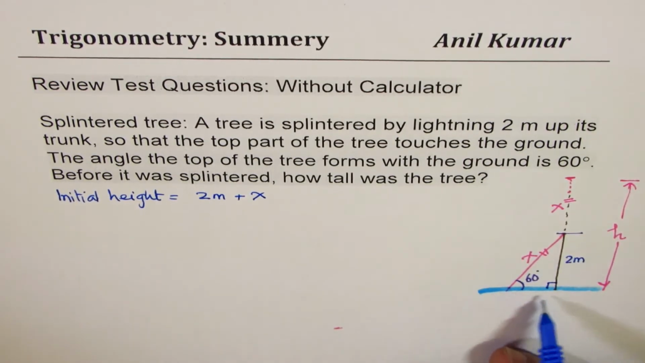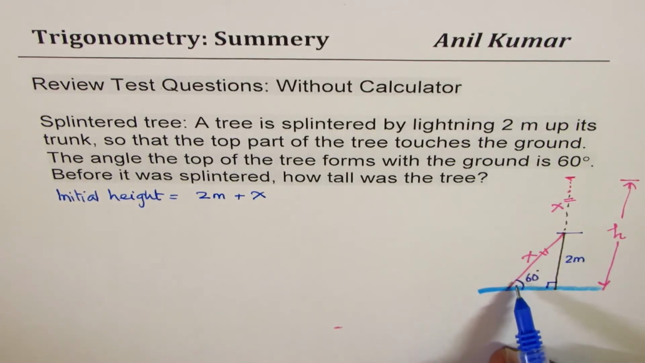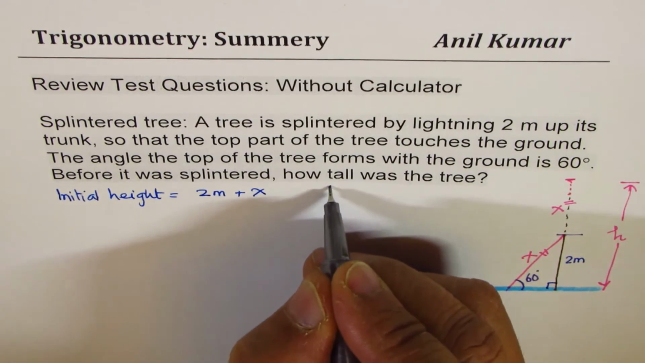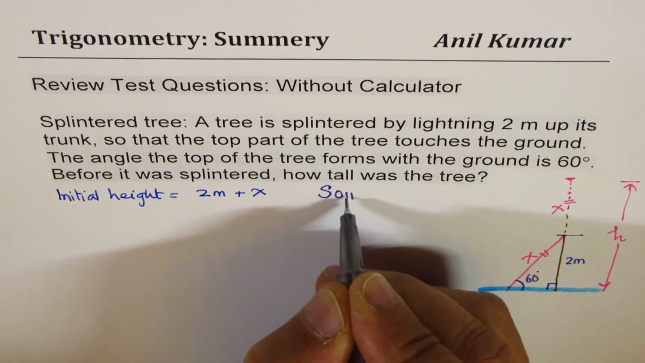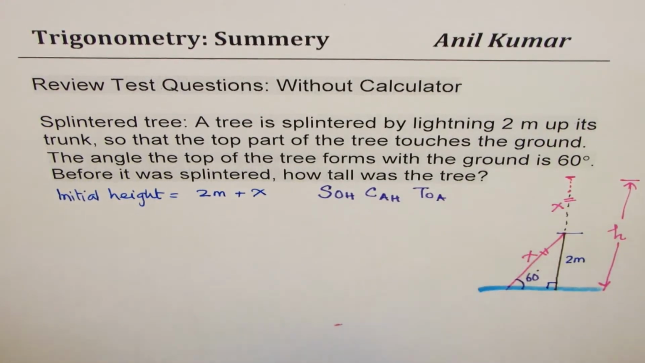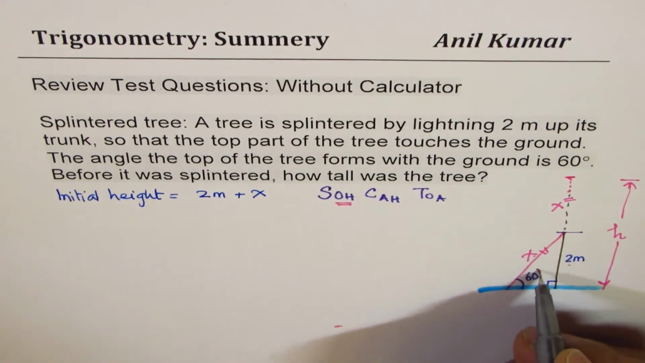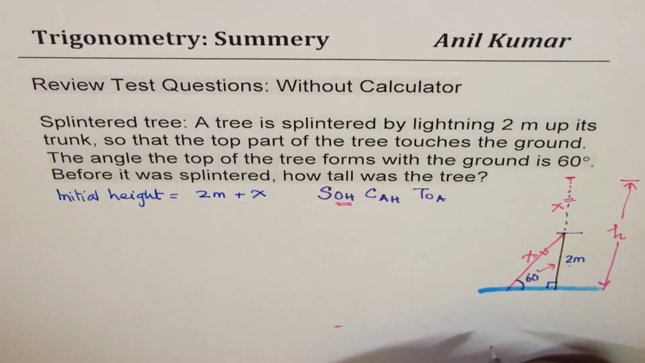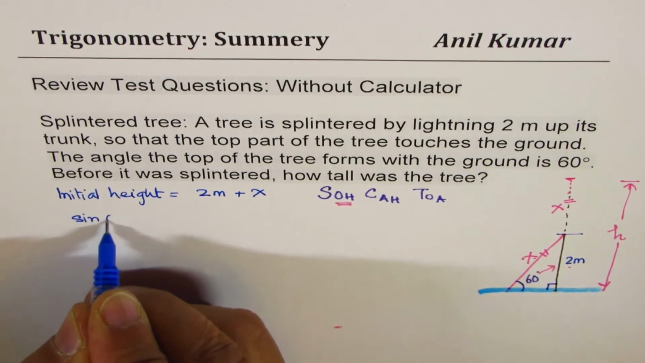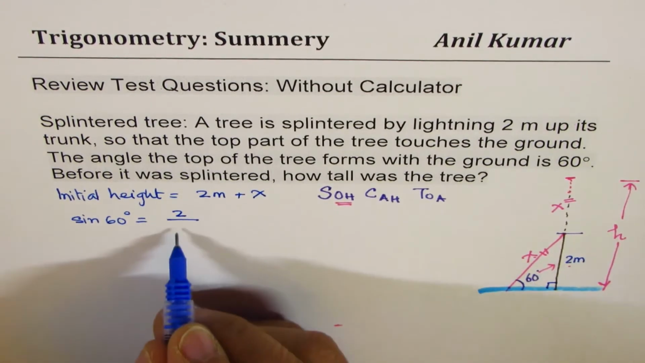Now what do we need to find? We are given a triangle where we need to find the hypotenuse. We know the opposite side, right? From what we learned, SOHCAHTOA: sine is opposite over hypotenuse, cos is adjacent over hypotenuse, tan is opposite over adjacent. Since we are working with opposite and hypotenuse, opposite to 60 degrees, we should use sine. So that gives us that sine of 60 degrees is equal to the opposite side, 2 meters, divided by x.